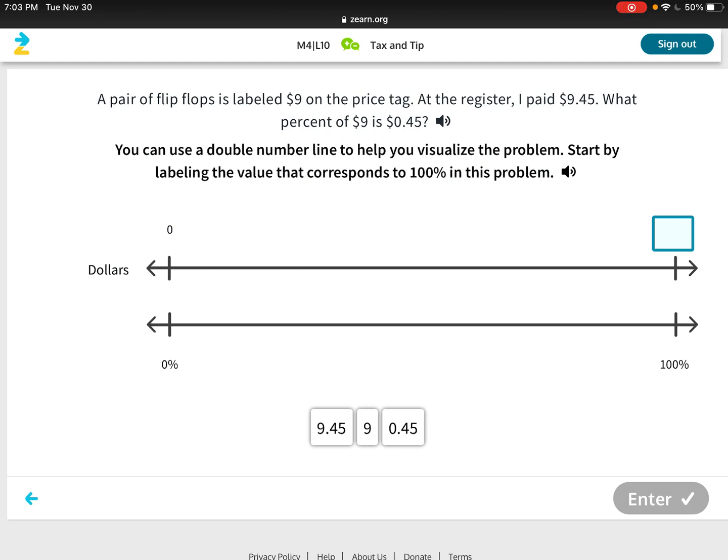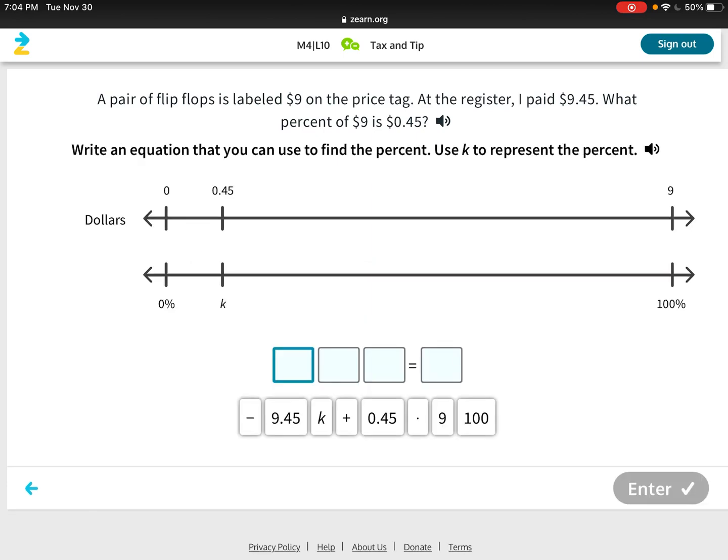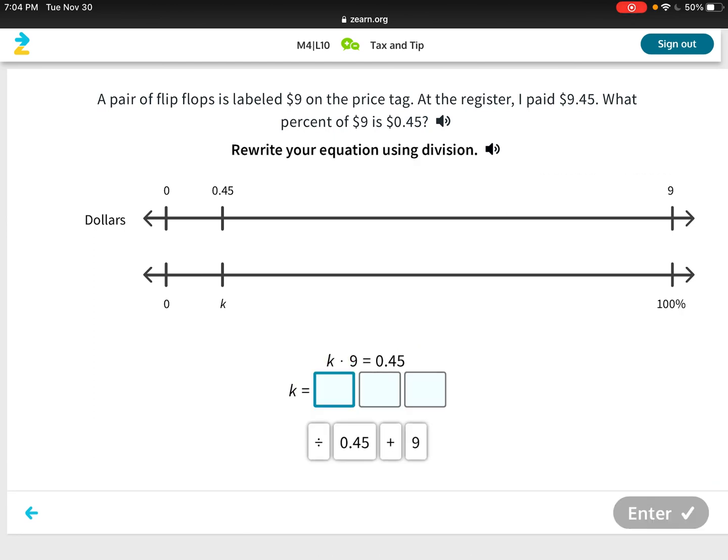So the process for solving this is the exact same thing as we did in the last lesson. We're going to have a whole amount, which in this case was $9. And then part of that is the tax, so that's the 0.45. We just don't know what percentage that was, so that's what we're solving for. So we're doing that same percent times whole equals part. So I don't know the percent. We're going to multiply by the whole amount, which is 9, and we know that's 45 cents.